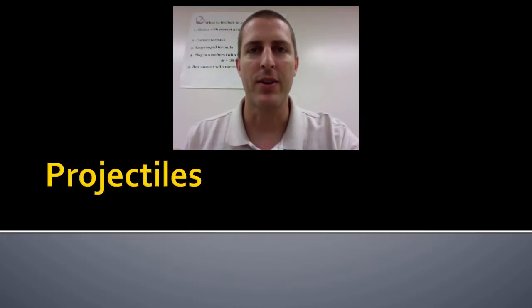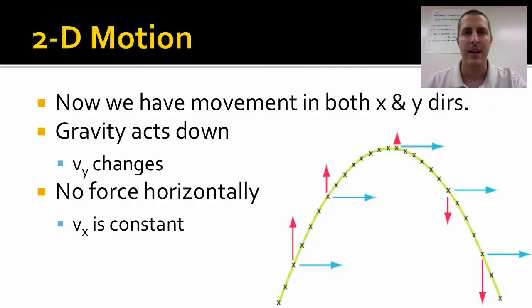Today's a big day. We get to learn about projectiles. Projectiles are an example of two-dimensional motion, which means we have motion in both the x direction and the y direction. Now, there's only one force that's going to work on our projectile, and that's gravity. That's what causes our projectile to bend down back towards the Earth rather than fly off into space.